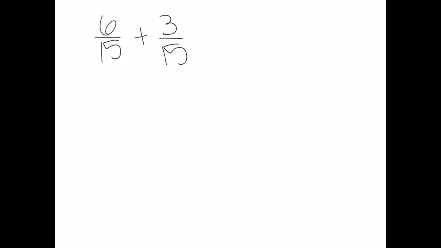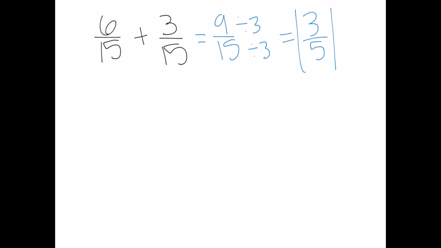So since the LCM is already shown for us, we don't need to do that, and we can just simply add. 9 plus 3 is 9, and you keep the denominator the same. Now we have to simplify, and we need to do it by 3. 9 divided by 3 is 3. 15 divided by 3 is 5. And that is our final answer.